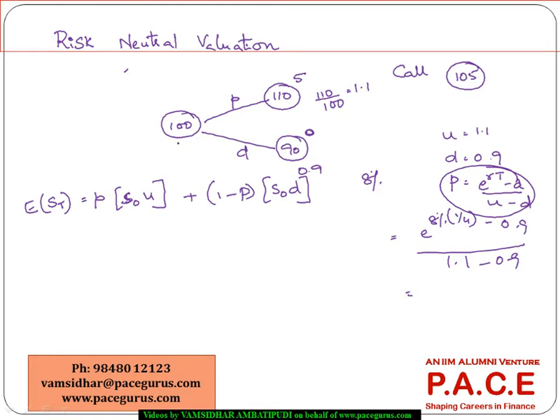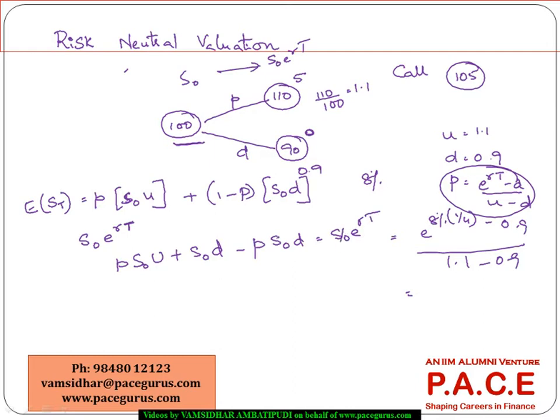Now assume that there is no risk involved, which means this should have become S naught into e power RT itself, going risk neutral after T period. If it is S naught today, it should be equal to S naught into e power RT, because it's just a risk-free rate of return gain. Even when I am talking about the expected value, even there I am associating it to be the same, which means if I equate these two numbers, P times S naught U plus S naught D minus P times S naught D, this should be equal to S naught e power RT.